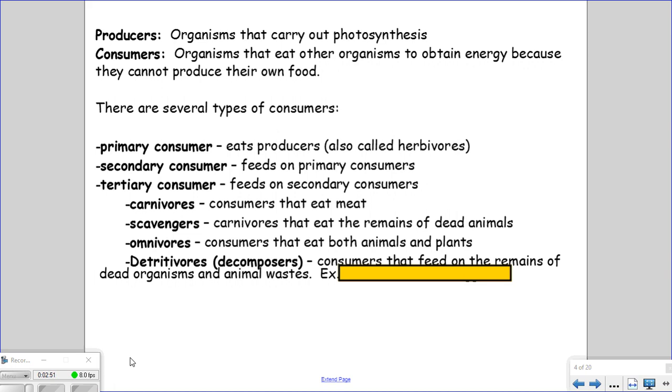Now, when things die and decay, they're decayed by decomposers or detritivores. So these are consumers that feed on the remains of dead organisms and animal waste. For example, earthworms and maggots and bacteria are examples of decomposers.